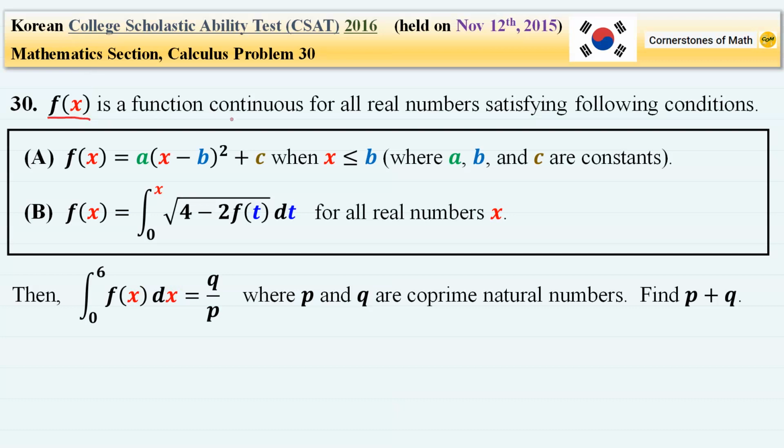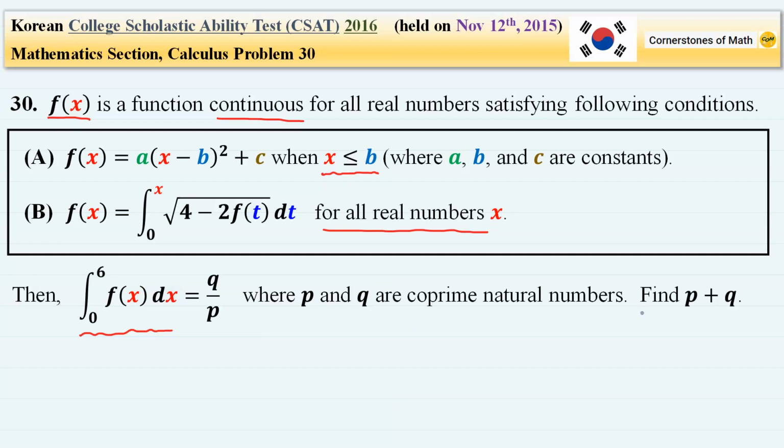f(x) is a function continuous for all real numbers satisfying the following conditions. Condition A: f(x) equals a times (x minus b) squared plus c when x is less than or equal to b, where a, b, and c are constants. Condition B: f(x) equals the integral from 0 to x of the square root of 4 minus 2f(t) dt for all real numbers x. Then the integral of f(x) from 0 to 6 equals q over p, where p and q are coprime natural numbers. Find p plus q.